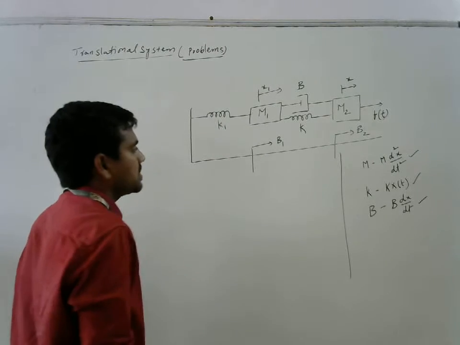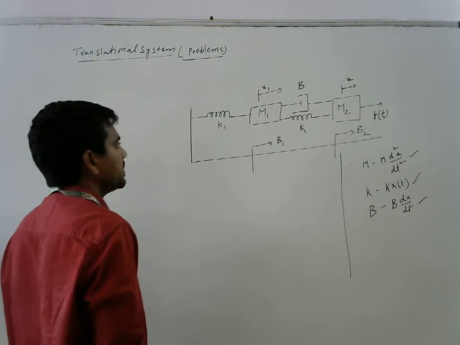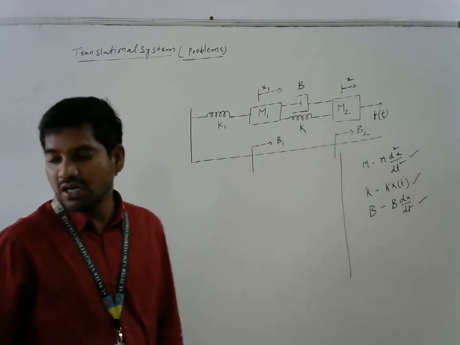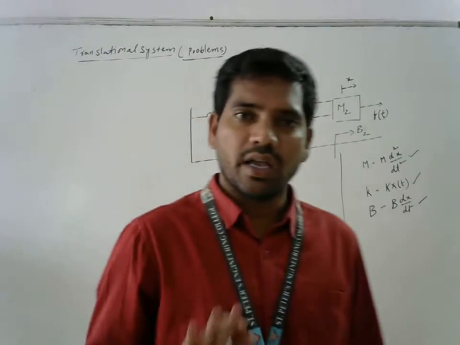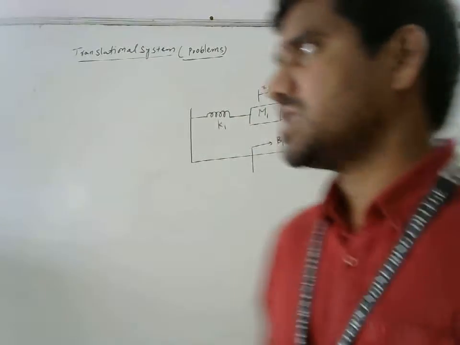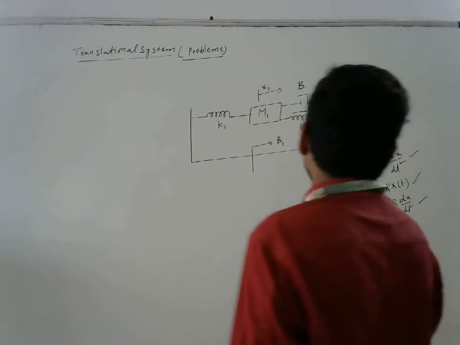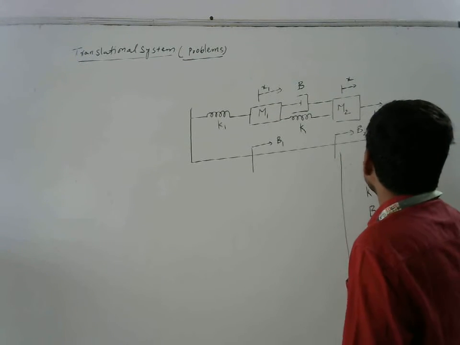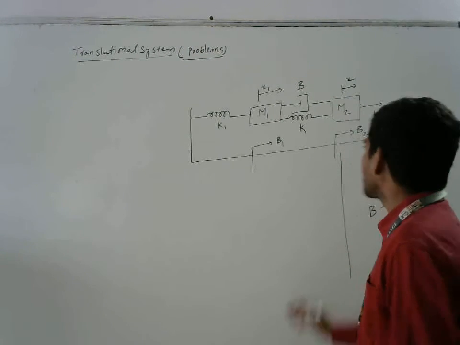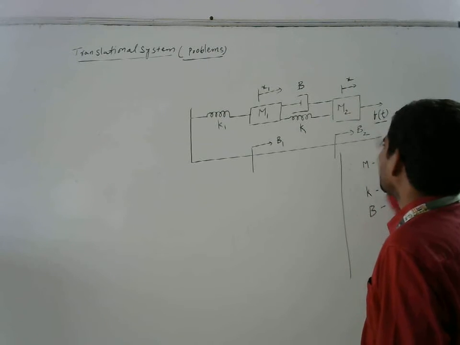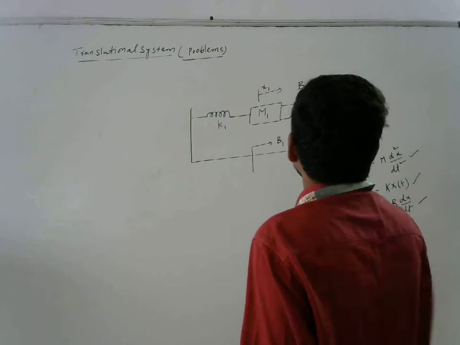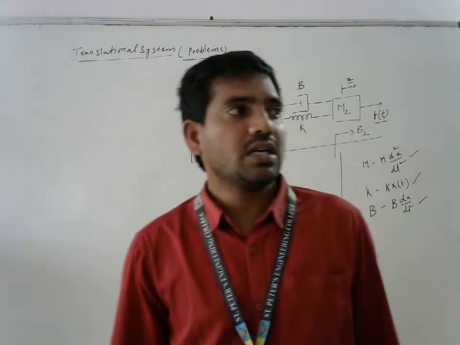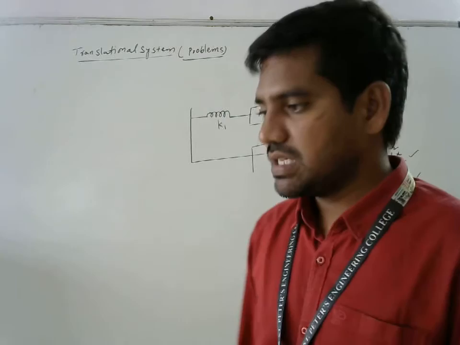You see here, this is the translational system. Why? Because we do not have any angular displacement or torque. By seeing the diagram, we can conclude that this is a translational system. Why? Because we are applying a force F of t and there is a displacement x. By seeing these two things, we can say that this is a translational system.